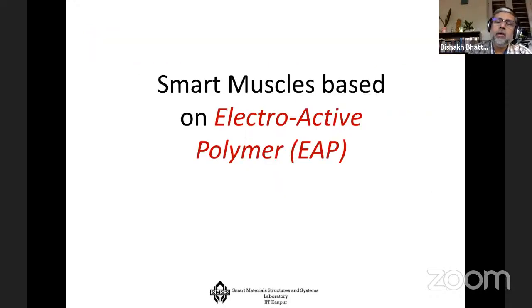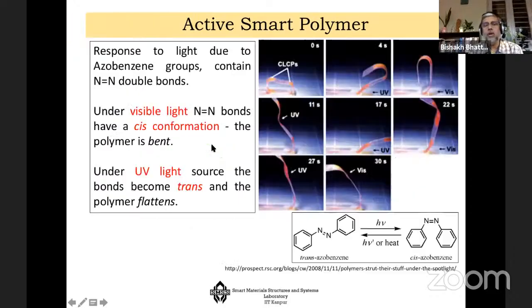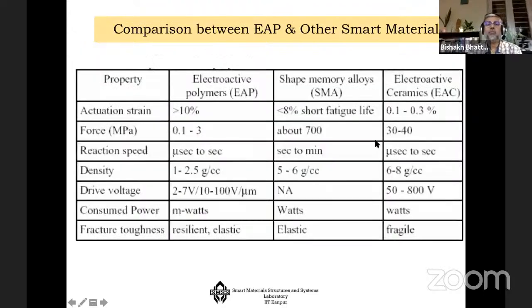One last group of materials I want to talk about is electroactive polymers. In this case, it's a polymeric system which responds to pH or magnetic field or light. If it is related to electrical input, then we call it an electroactive polymer. If it is any other non-electrical input, then we call it simply active polymers. You can see here how a UV light and a white light combination can create a change of deformations between a bent state or a cis conformation and a straight phase or a trans conformation. And thus you can have a light actuated motion of a system.